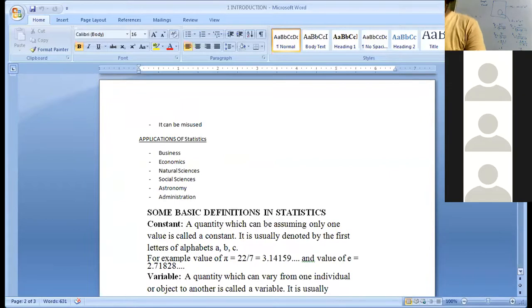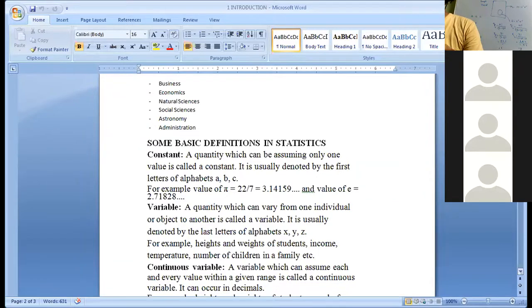Now first, there are certain concepts, basic definitions in statistics. Now what do you mean by, and what letters we are going to use and all that I'll first cover. So constant: a quantity which can be assuming only one value is called a constant. For constants, alphabets are used such as A, B, C, etc. Pi cannot be used because pi is a specific number, 22 by 7, or E is 2.718. X and Y also cannot be used. X and Y, they are variables.